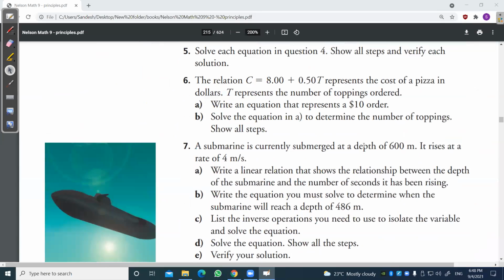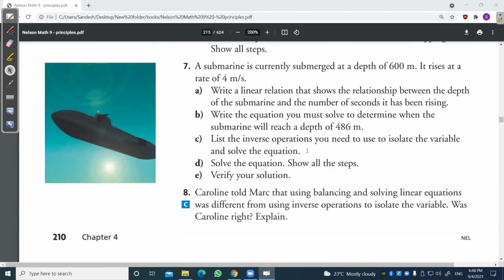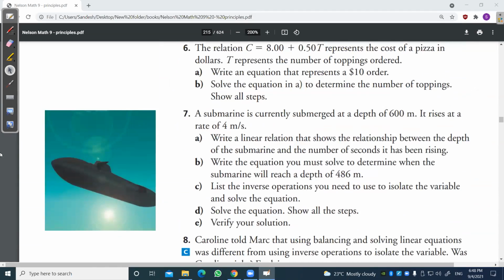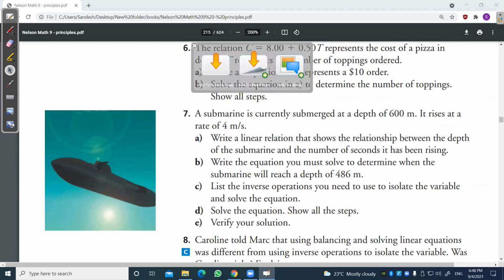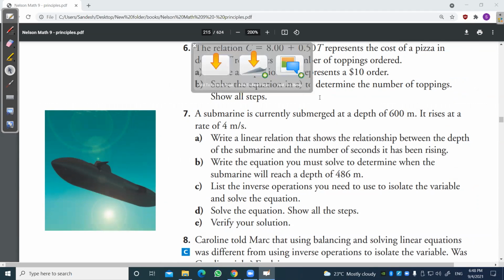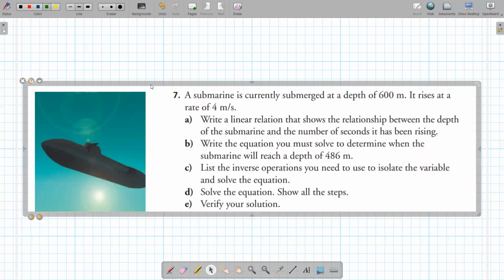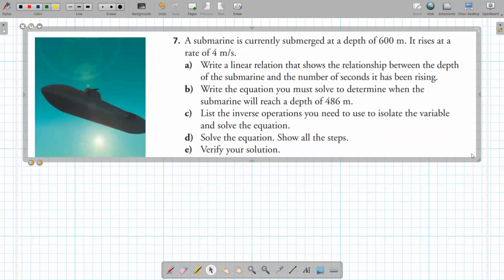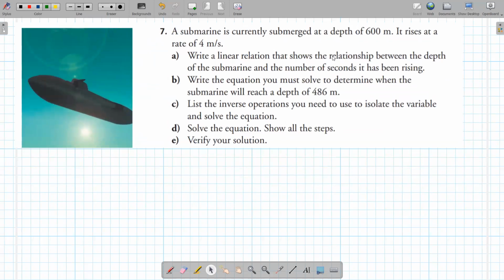Easy enough? Yeah. Let's do this submarine question. I like submarines, they're cool. So it's submerged at a depth of 600 meters. It rises at a rate of 4 meters per second. So we're gonna write an equation between the depth and the number of seconds.